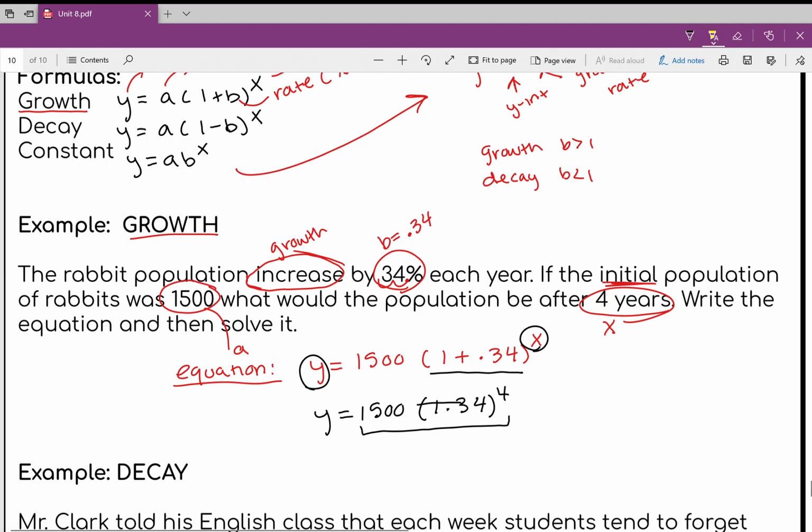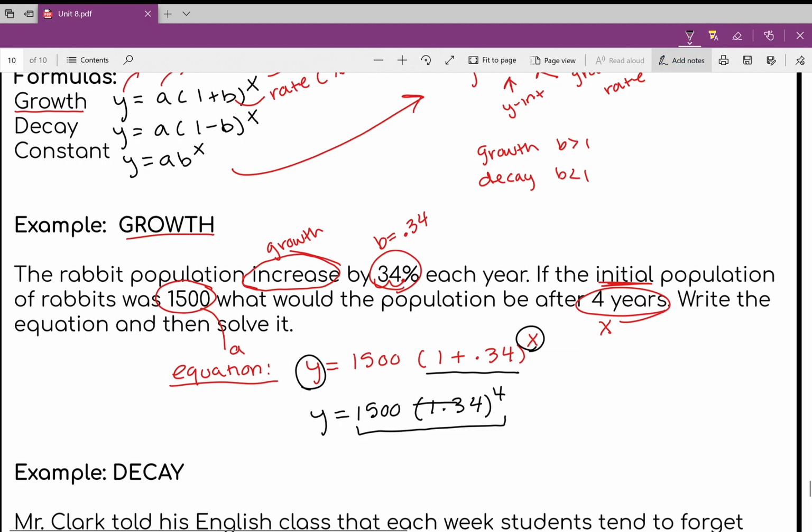Didn't click on it. Do this part first. It won't let me highlight. Sorry, one moment.